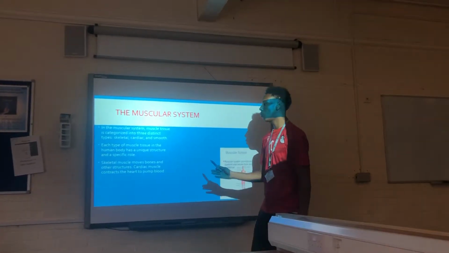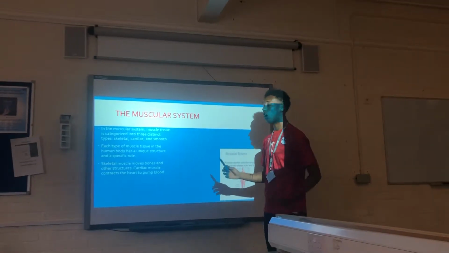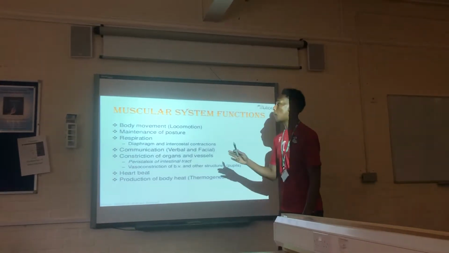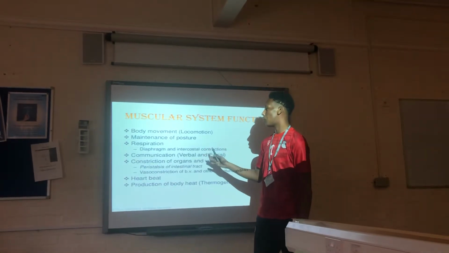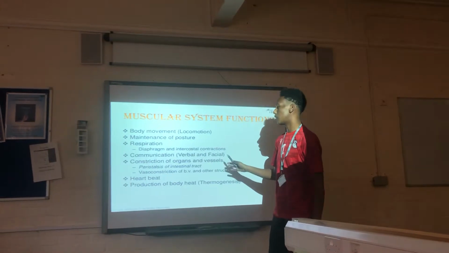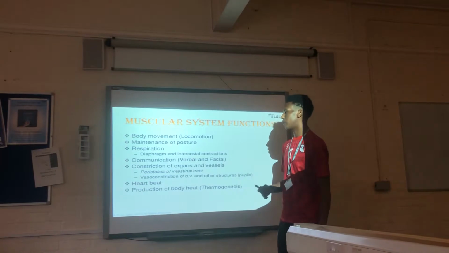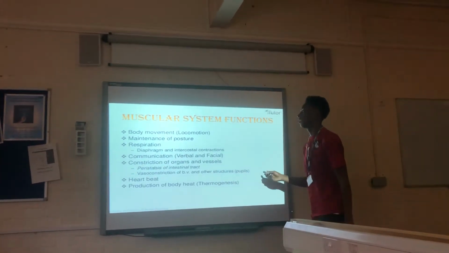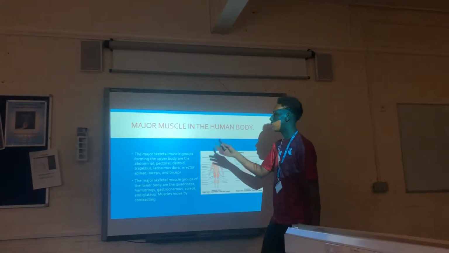Skeletal muscle moves bones and other structures. Cardiac muscle contracts the heart to pump the blood. Functions: body movement, maintenance of posture, respiration, diaphragm and intercostal contractions, communication, verbal and facial, constrictions of organs and vessels, heartbeat and the production of body heat. So that was the functions of the muscular system.